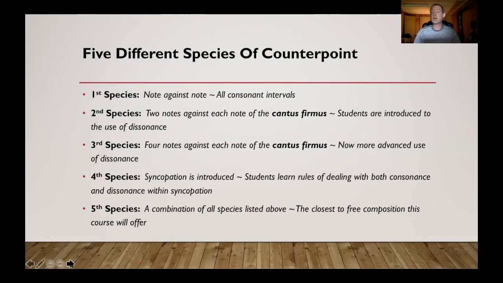Now, third species is four notes against each note of the cantus firmus. So we have four quarters against each whole note in the cantus firmus, and it's a more advanced use of dissonance, right? More offbeats, more chance to experiment with approaching dissonance and resolving dissonance.